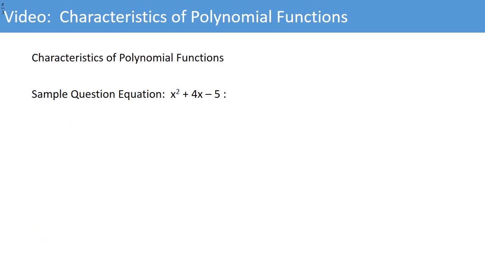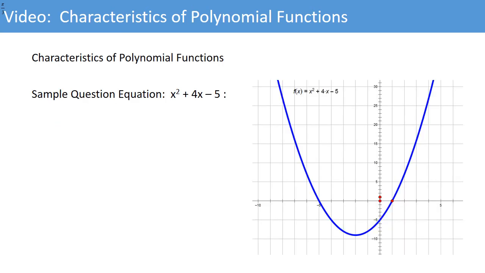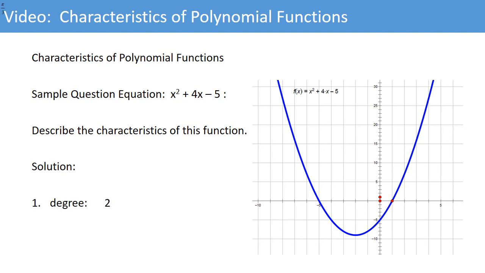Now, let's look at an example. Sample question. X squared plus 4x minus 5. And here we have the graph. Describe the characteristics of this function. First of all, the degree is 2. We know that because when we look at the variables, the largest exponent is 2. We know that 2 is an even number, so this would be an even degree. And if we look at the number in front, we know that it's positive 1.